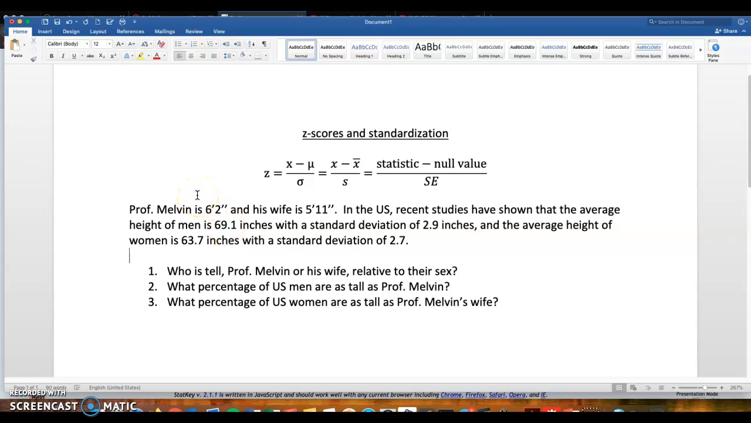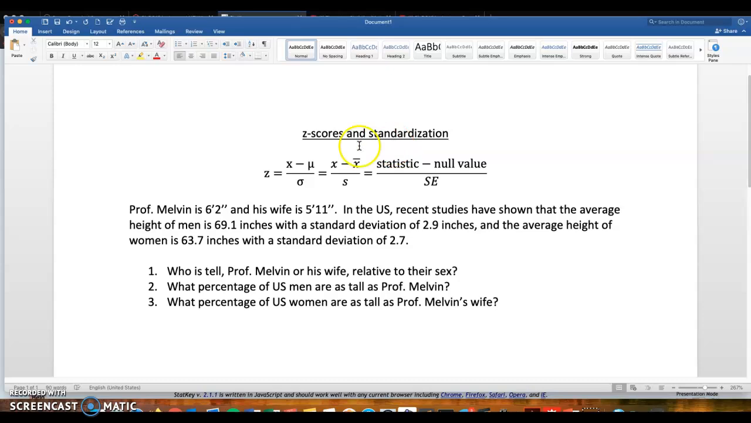Hello, I'm going to just go through one more example looking at z-scores and standardization. This idea of standardization, I think it's important. In teaching this class, I find students sometimes struggle with this idea, so I want to look at a more concrete example. This will make this all make sense.